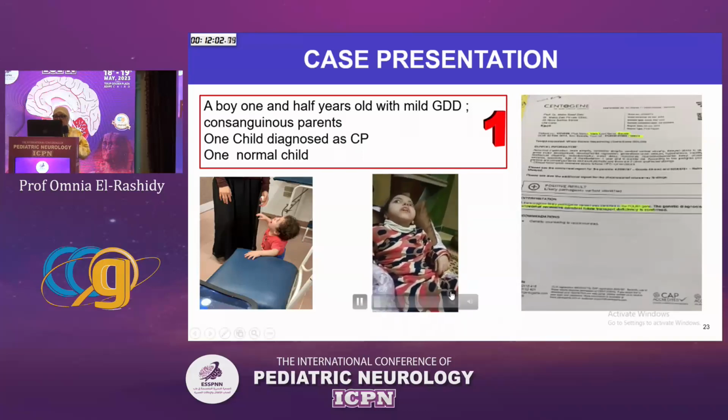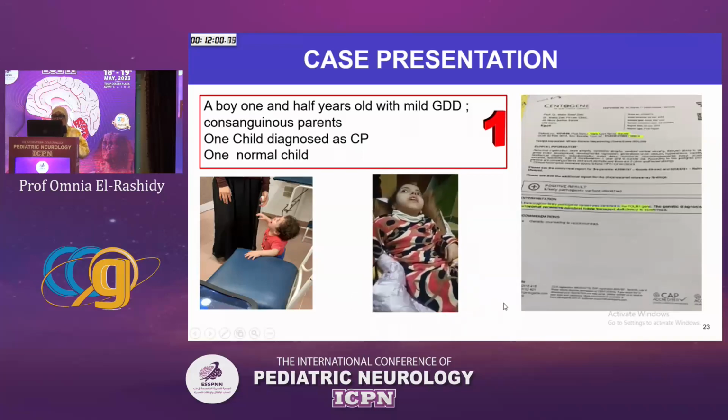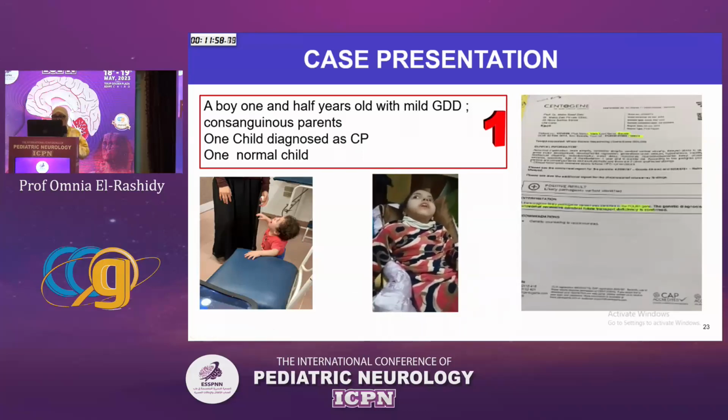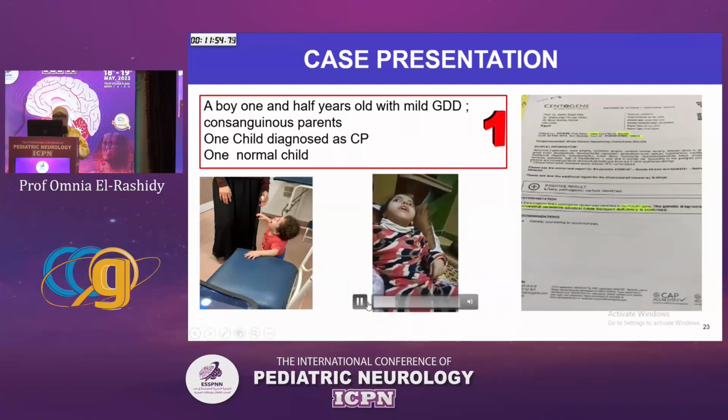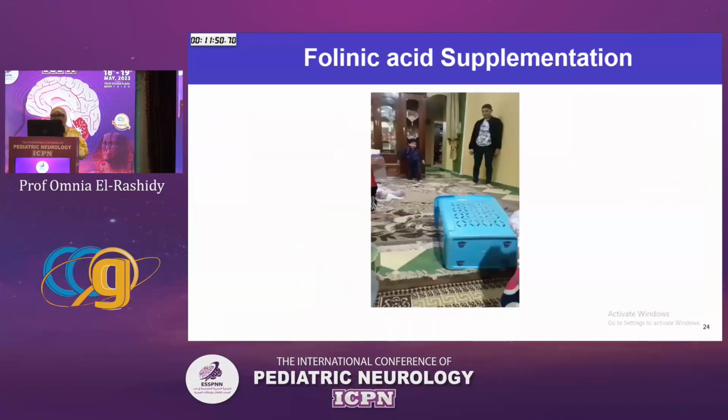This is the other one, we see it, I'm sorry. Okay, I have to stop. You have to stop it before going to another slide, Dina.